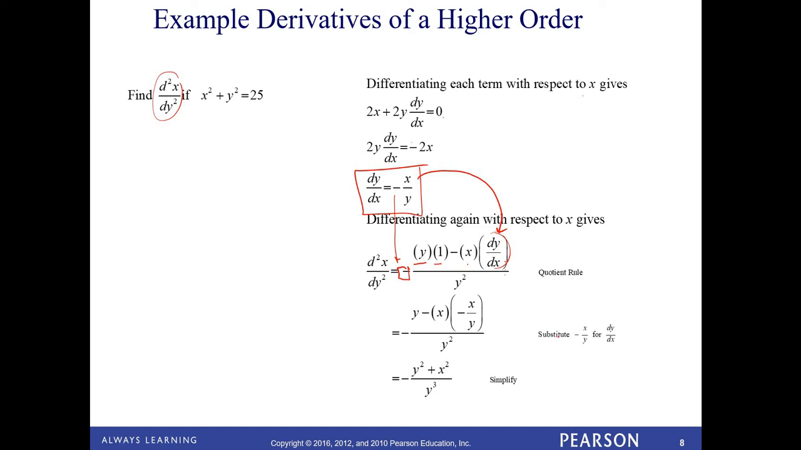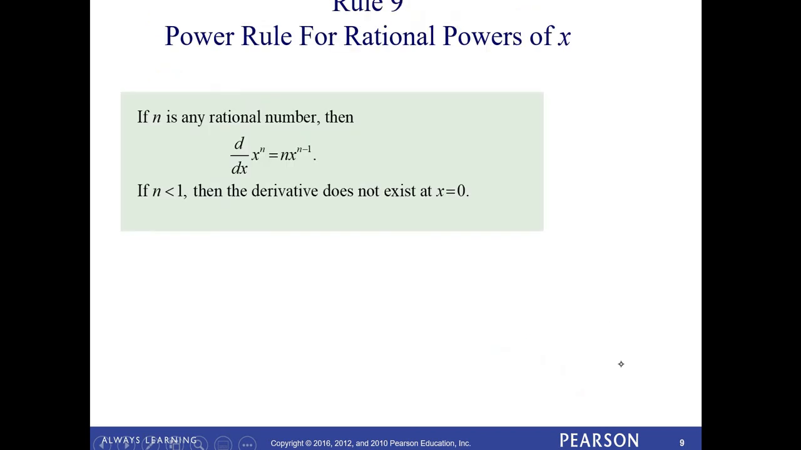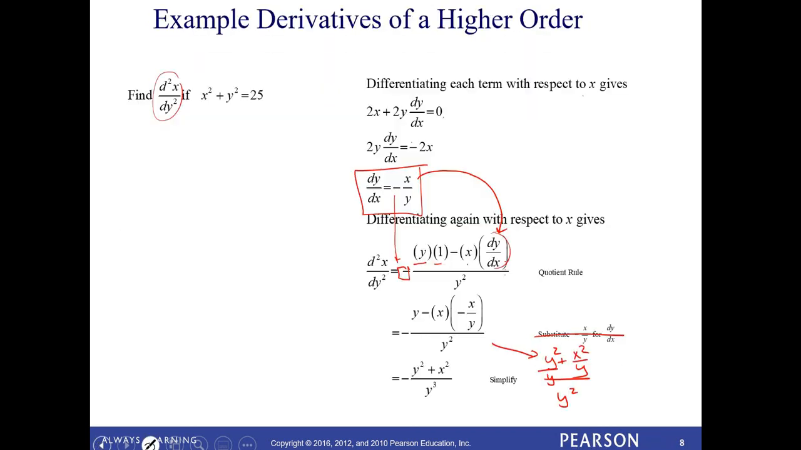and then again I would like an in-between step here. So I've got y plus x squared over y squared. Let's get a common denominator on top by multiplying this by y over y. So now I have y squared plus x squared over y squared. Bringing that y down brings me to this. So there's my second derivative.